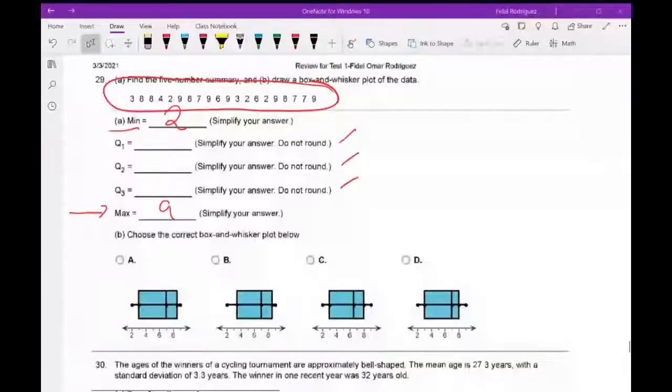So I'm going to stop sharing this, and come back and bring up the review one more time so that you guys can see it, and there it is. And I'm just going to use those numbers that I came up with on my calculator. So the minimum we already said was 2. My Q1, what I had on my calculator, was 3.5. And then my median, which is my Q2, was 7. And my Q3, I want to say, was 8.5. Okay. So those are those numbers right there.